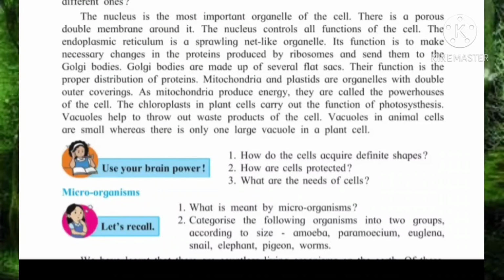Last period we studied the structure and function of the compound microscope. Then the cell size, different sizes and different shapes of cells. Then two types of cells, animal cells and plant cells, their structure, the components present in them and their functions also. So all these were studied in the last period.